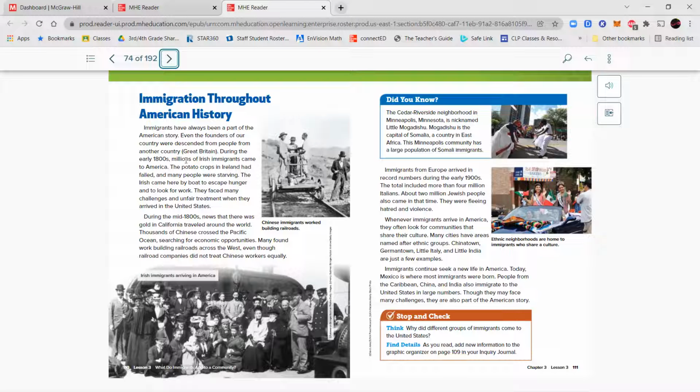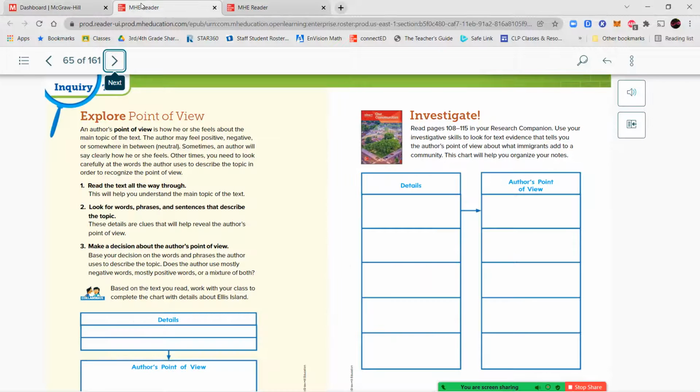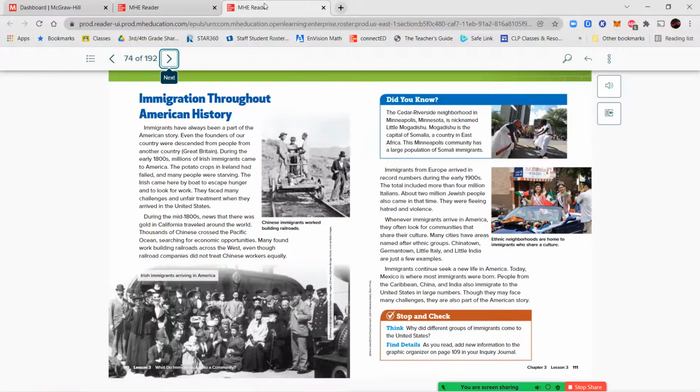So another thing we can add to our graphic organizer on this page is that immigrants have always been a part of American history. And the author uses a lot of strong sentences and strong words to talk about the immigrants and how they were coming in record numbers, they were coming seeking opportunities, but also that they were treated unfairly. They weren't treated the same way people from Great Britain were treated.